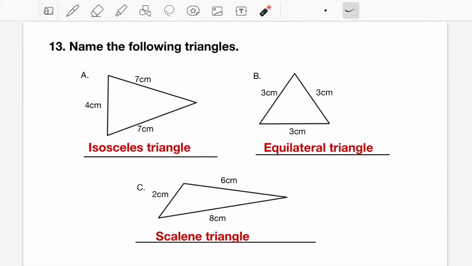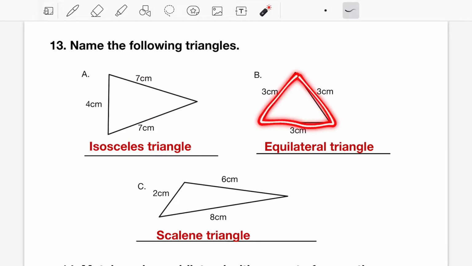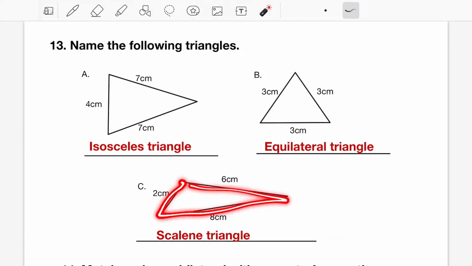Number 13, we have 2 sides being equal, so that's an isosceles triangle. 3 sides being equal, so that's an equilateral triangle. And 3 sides being different, so that's a scalene triangle. So please practice your spelling. I see persons get these words wrong sometimes.